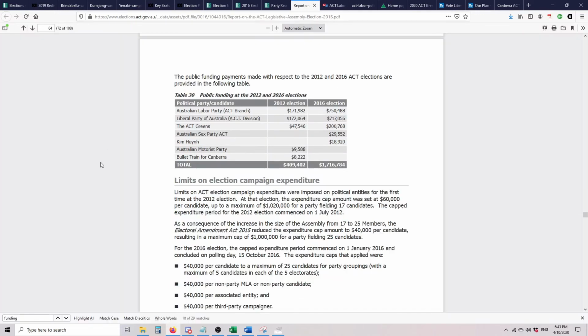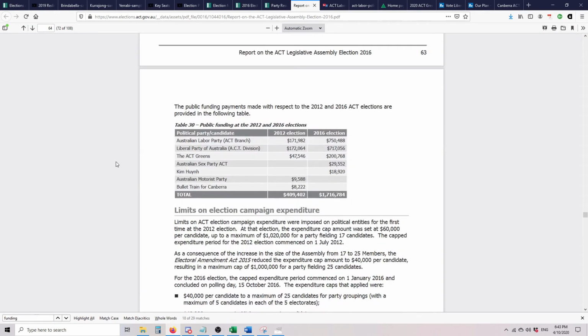All of this stuff is publicly available in reports and whatnot, so you can see how much money was given out in the 2012 and 2016 elections. Again, this is from Elections ACT, and you can see that these 5 groups got funding. The funding has increased. This isn't a video about that. It's just to let you know that your vote matters.